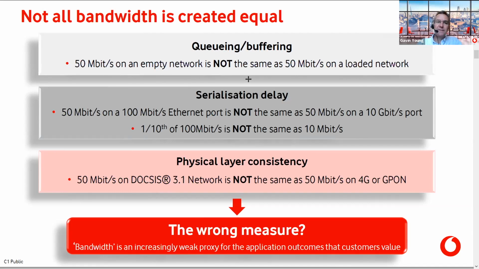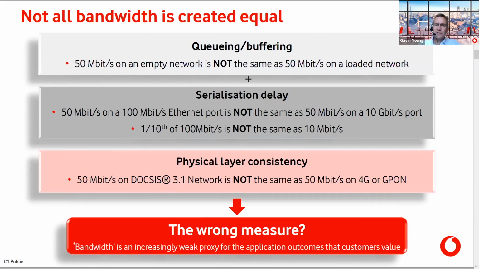And similarly, 50 megabits per second on a 100 megabits per second Ethernet port is not the same as 50 megabits per second on a 10 gigabit per second port, because the rate that the packets are clocked out of that port, the serialization delay, is different. And similarly, a tenth of 100 megabits per second is not the same as 10 megabits per second in terms of the rate the packets are clocked.